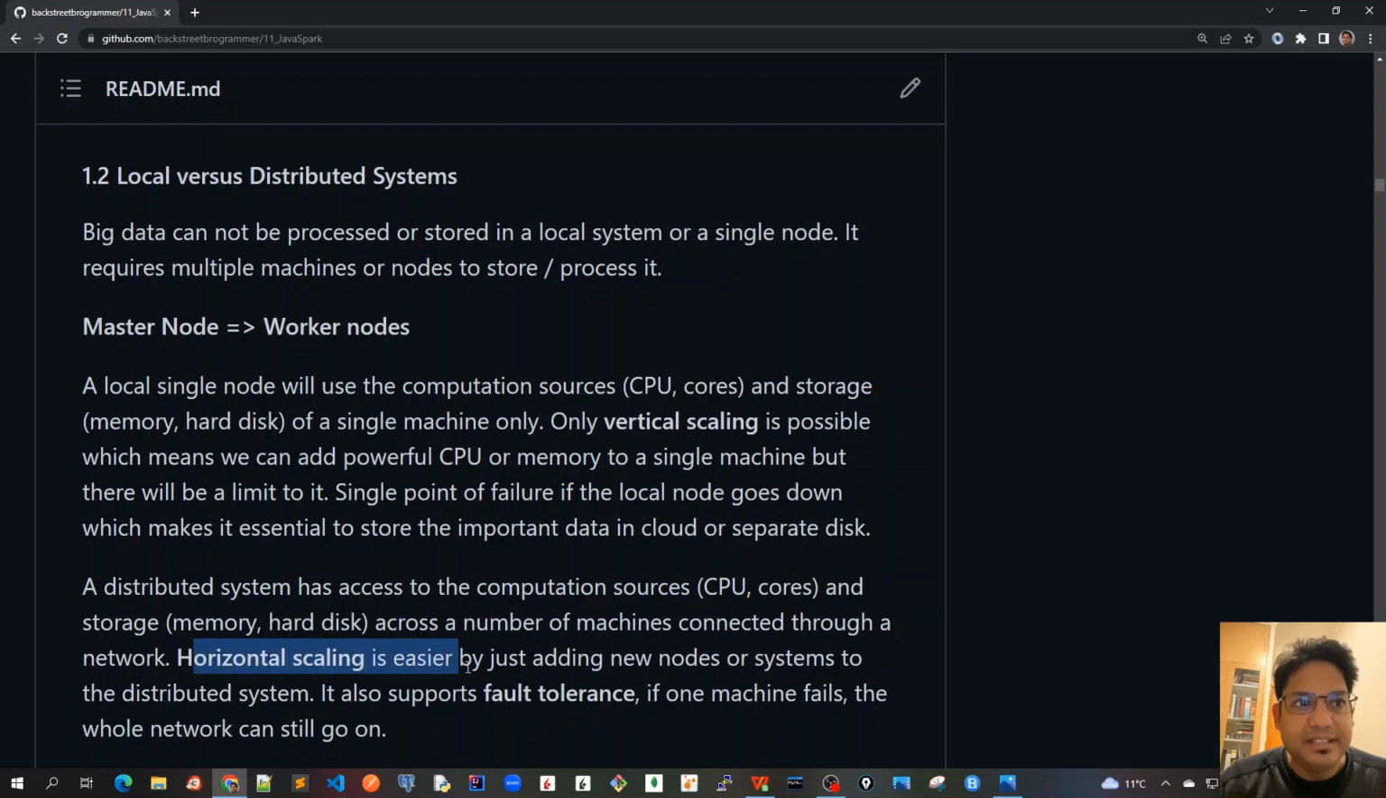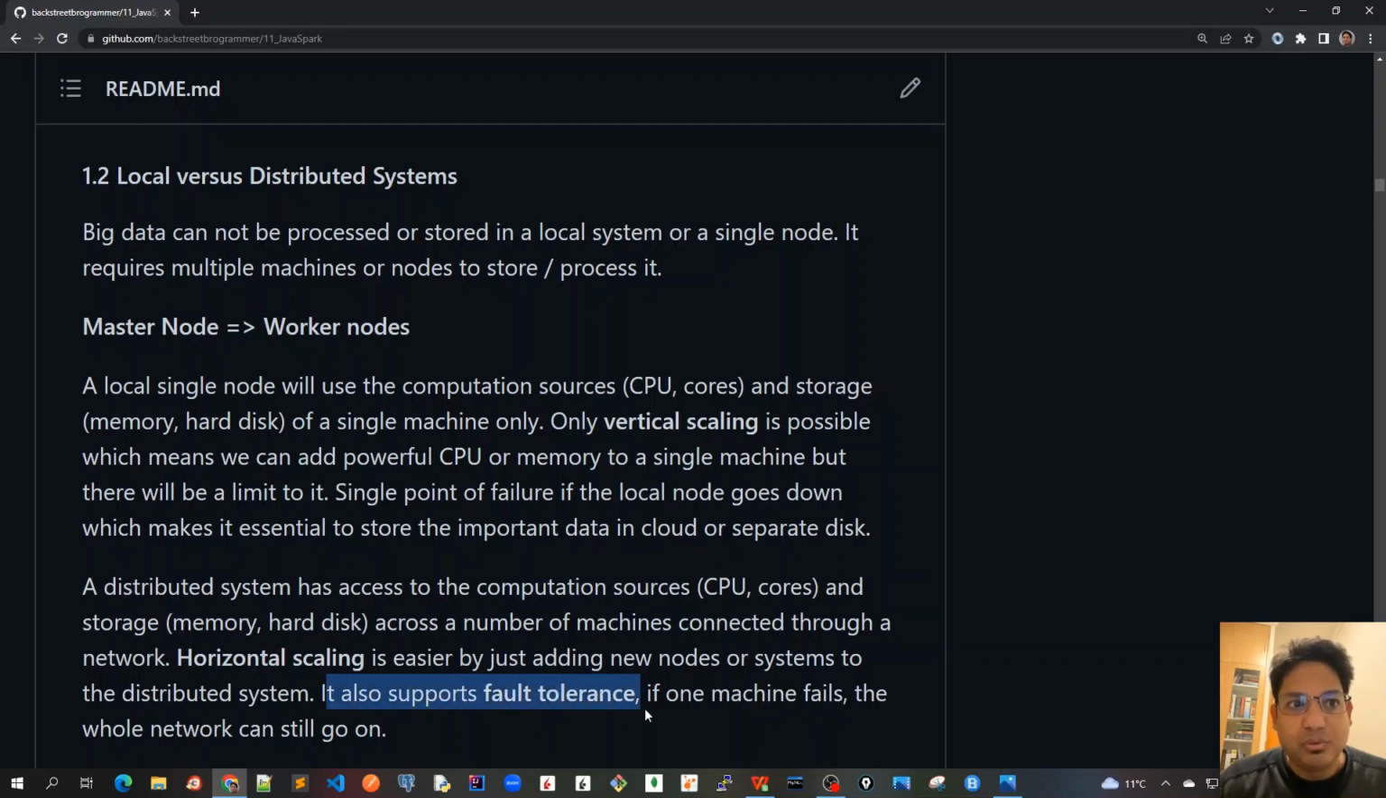Horizontal scaling, as opposed to vertical scaling, is easier, because we can just add new nodes to the distributed system. Whenever we need more computational power or storage, we can just add a new node to our whole distributed system. And all these individual nodes are connected via a network.